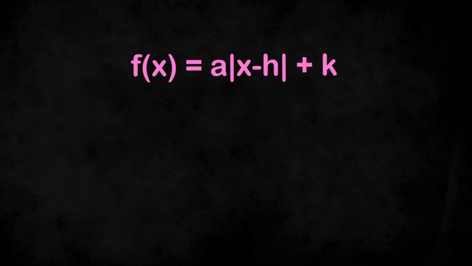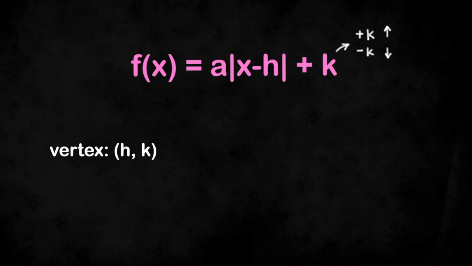First of all, this equation indicates that the vertex of the graph is at the point (h, k). H and k both indicate translations. More specifically, k denotes vertical shifts, while h denotes horizontal shifts. A positive k shifts the graph up, and a negative k shifts the graph down.